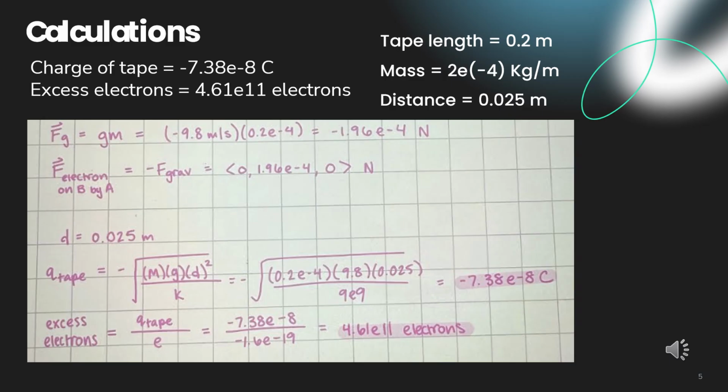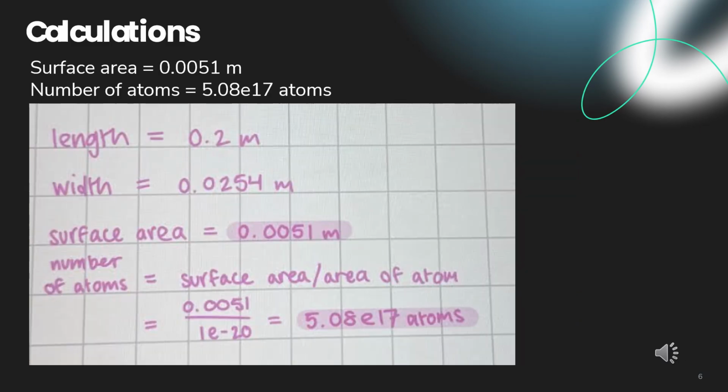Part 1 of the calculations for this experiment, and this is where I found the charge of tape and the number of excess electrons, and those other calculations on the right side are measured ones, or ones that we already knew or were given. And right here is just my calculations that I did to prove. Is the second part of my calculations where I calculated the surface area of the tape and also the number of atoms that are present. So there are my proof of calculations right there, my notebook pages.